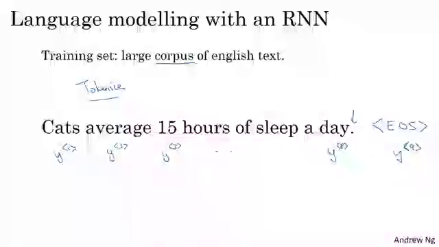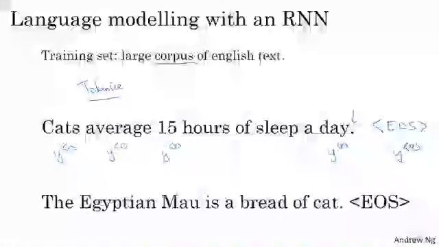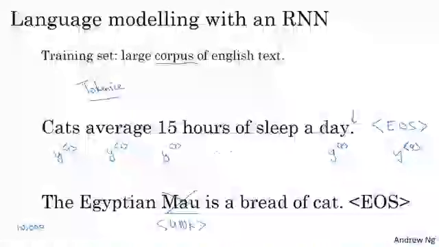your vocabulary as well. Now, one other detail would be, what if some of the words in your training set are not in your vocabulary? So if your vocabulary uses 10,000 words, maybe the 10,000 most common words in English, then the term Mau, as in the Egyptian Mau is a breed of cat, that might not be in one of your top 10,000 tokens. So in that case, you could take the word Mau and replace it with a unique token called UNK, which stands for unknown word, and we just model the chance of the unknown word instead of the specific word Mau.